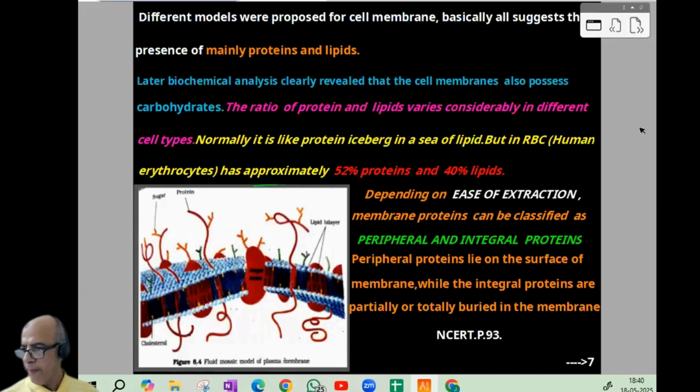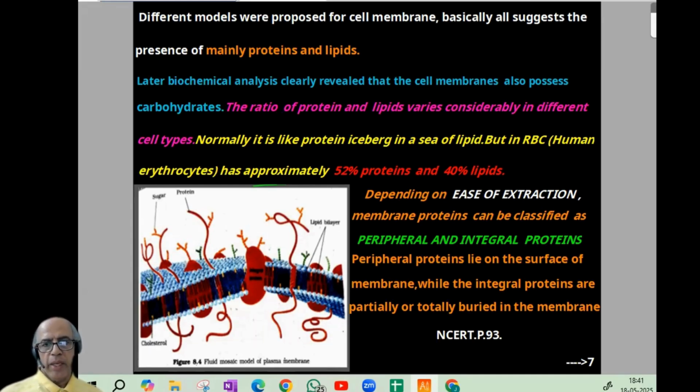After that, different models. Then in each case, proteins and lipids. The ratio of proteins and lipids varies considerably in different cell types. And there is a famous phrase: normally, protein iceberg in a sea of lipids. So proteins will be less, lipid will be more. But in human RBC, erythrocyte, approximately 52% protein and 40% lipid. Depending on ease of extraction, there are two types of proteins, peripheral and integral proteins.